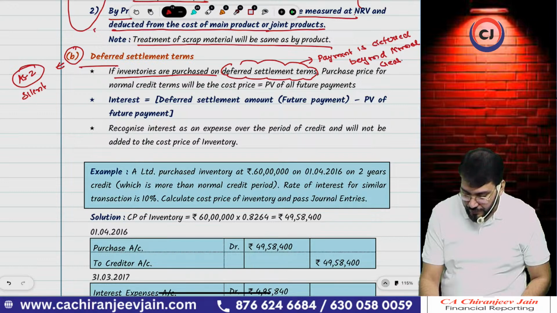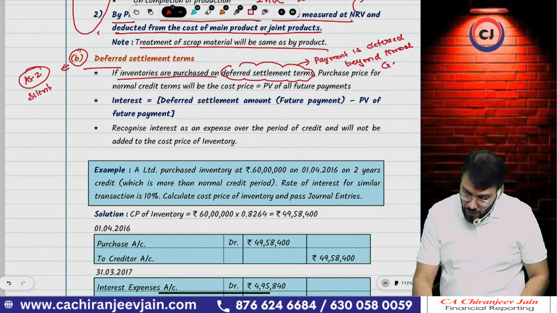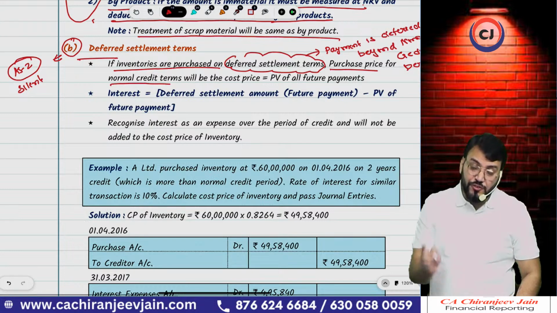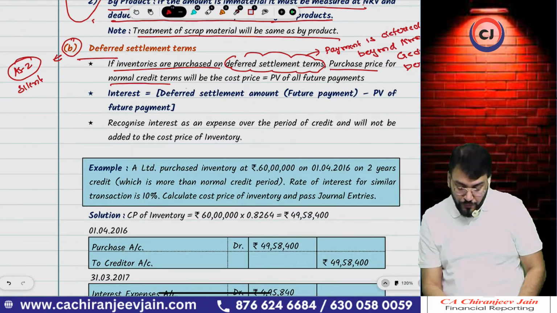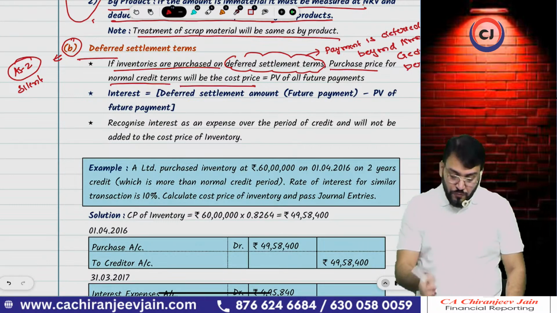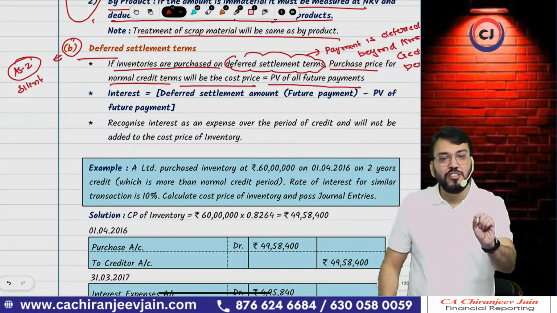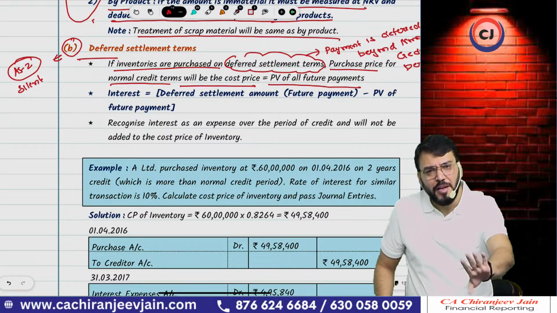Credit period. When the payment is deferred beyond the normal credit period, then the purchase price at normal credit terms will be the cost price, which is nothing but the present value of all future payments. Either the question will give you the rate of interest, then you can find it out, or they will give you the purchase price at normal credit terms.